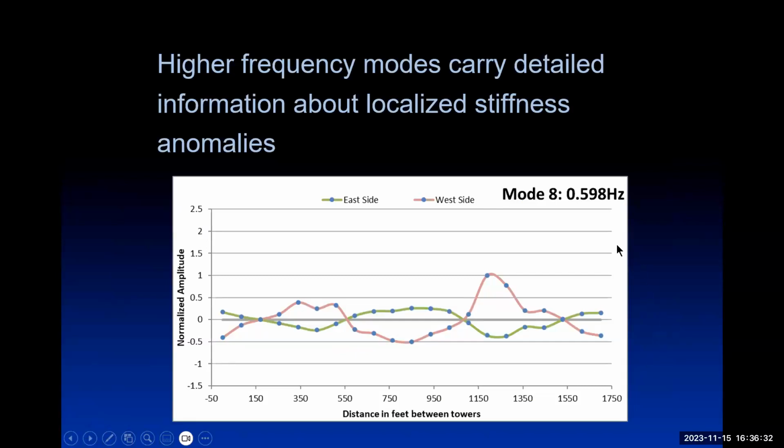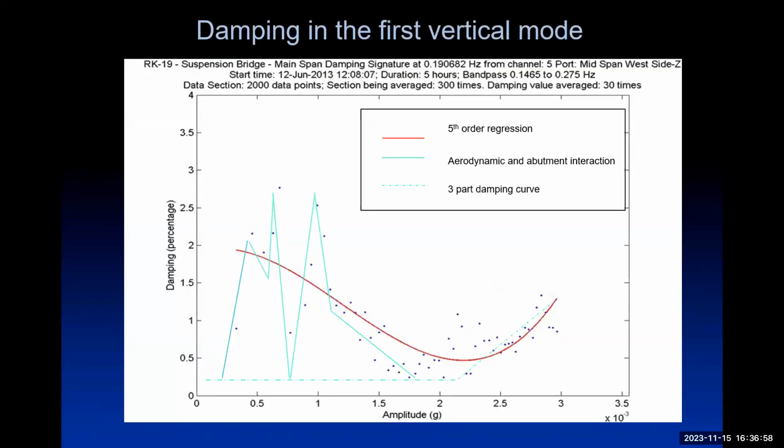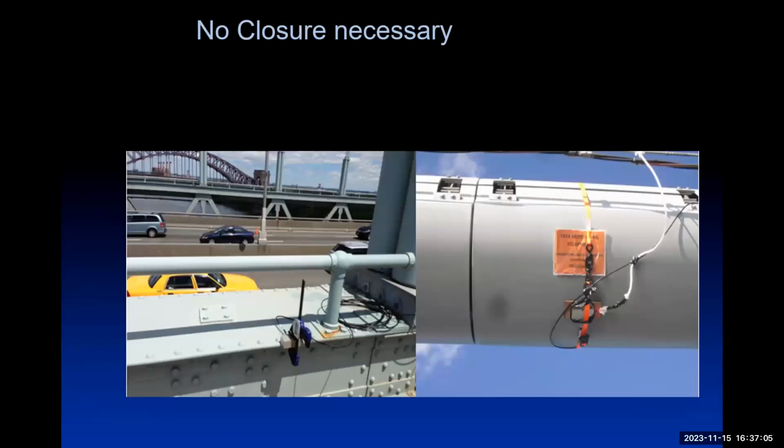Higher frequencies. This is 0.6 hertz, and we find another stiffness anomaly on the west side, picked out by this higher frequency, this mode 8 frequency. In fact, there's still remnants of that stiffness anomaly in the same place in this mode as well. And that's the bridge that this identification of vortex shedding actually occurred.